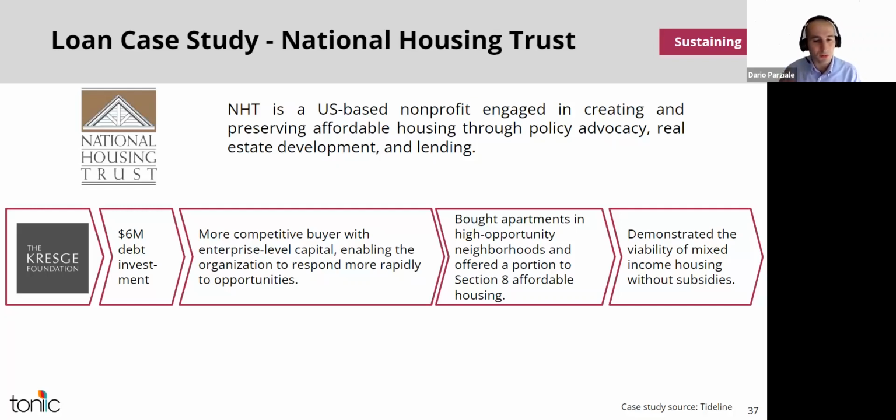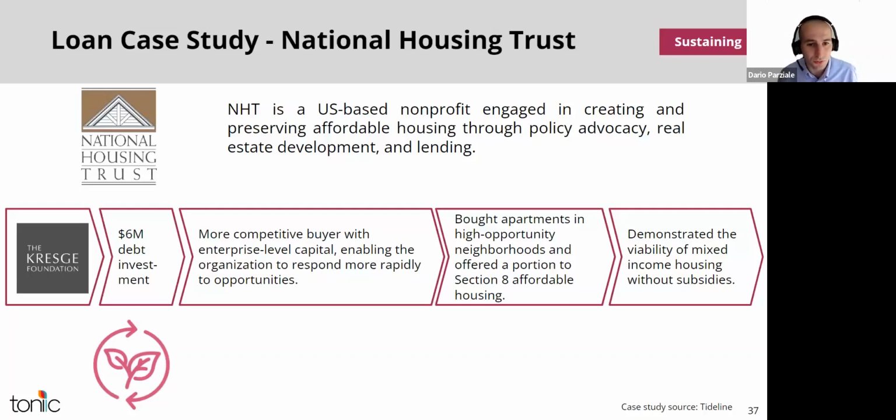The catalytic capital role in this instance is to sustain the company mission in the long run. Affordable housing requires renting below market prices, and it's a long-term play. The loan in this instance was a 10-year term to support this need, with the potential to convert to equity, and it was coupled with grant support as well.